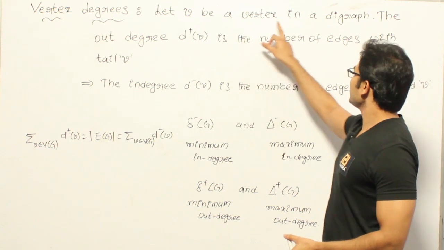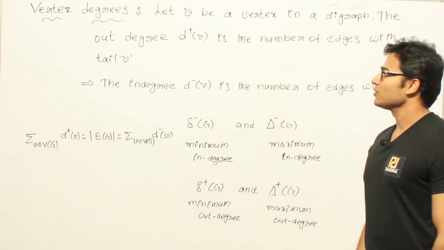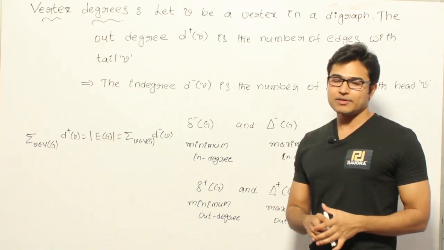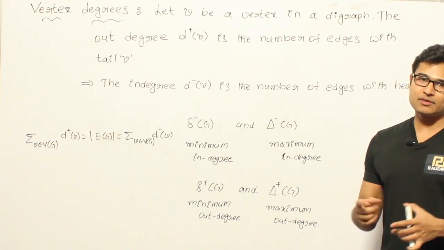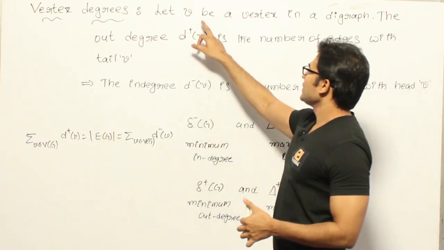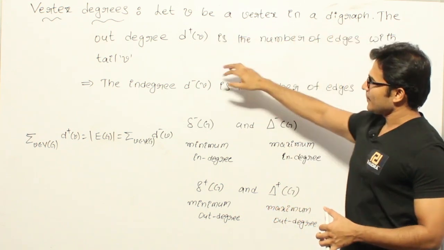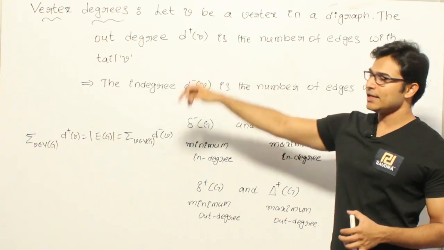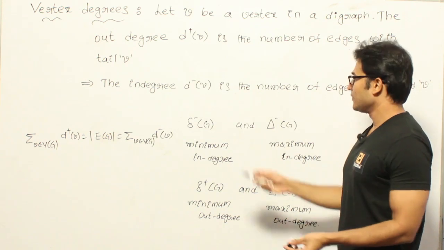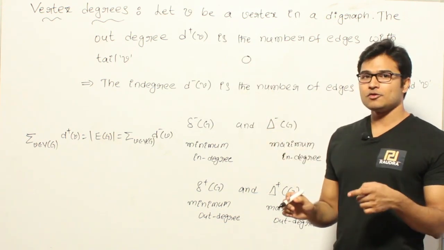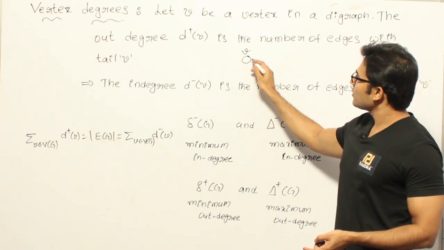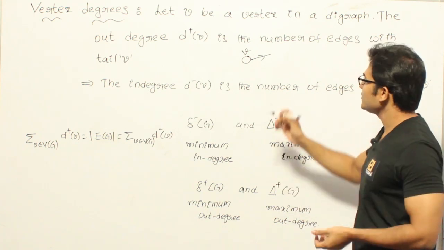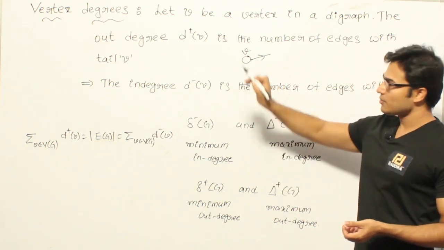Now let V be a vertex. We are talking about vertex degrees. In case of undirected graphs, we have something called the degree. But in case of directed graphs, we have two types of degrees. One is in degree and the other one is out degree. Let V be a vertex in a digraph, then the out degree d plus of V is the number of edges with tail as V. So you can assume that there is a vertex V, then its out degree is the number of edges going out of it. That is nothing but the out degree, right? If an edge is going out of it, then definitely V is going to become its tail.